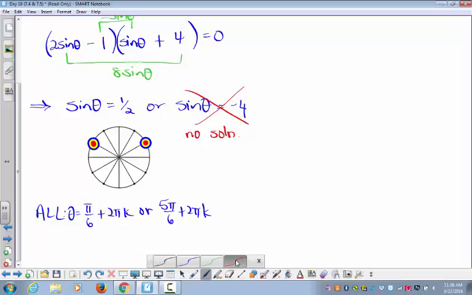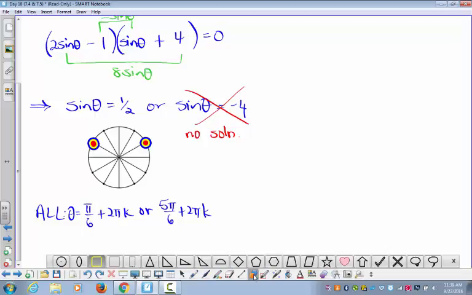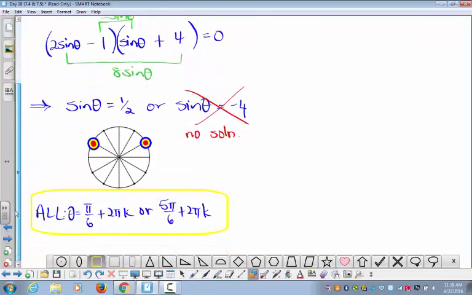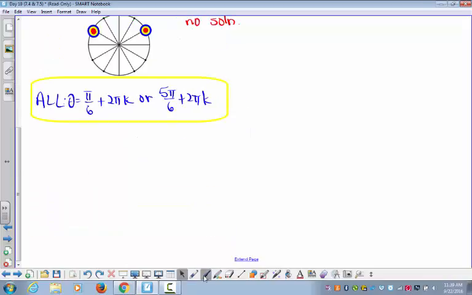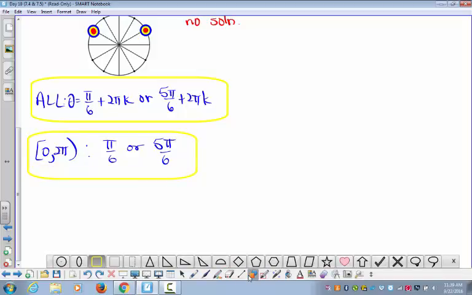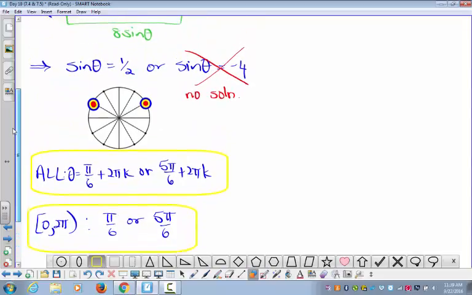Because the least a sine value could ever be is minus 1, and the greatest a sine value could ever be is positive 1. So there's no way to get down to negative 4. All right, so those are all solutions. This one just didn't say to find the restricted solution set, but let's put it up there anyway. If we're going 0 to 2 pi, the solutions are the representative solutions above. We have pi over 6 or 5 pi over 6. Those are the only two restricted solutions.